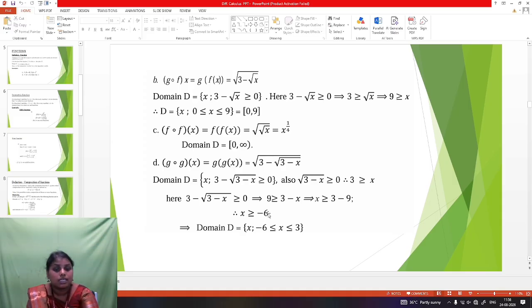On the number line, from minus 6 through 0 up to 6, x is greater than or equal to minus 6. So we get the domain D equal to x such that minus 6 is less than or equal to x less than or equal to 3.